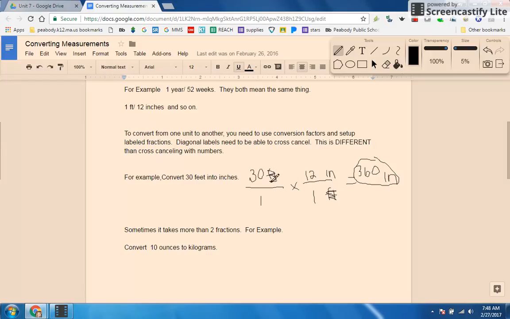It goes on the bottom so that you could diagonally cross cancel your labels. Then you write in your conversion, which would be on your chart that I gave you, and then you multiply the two fractions. Okay, so I'm going to pause and try the next one with you.